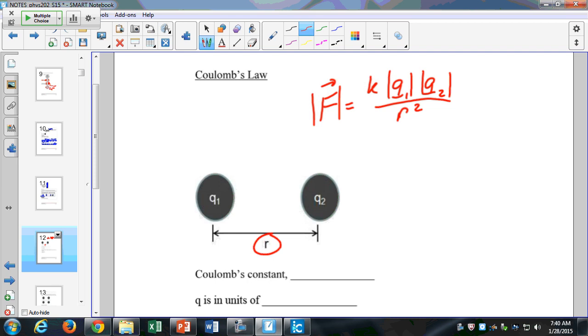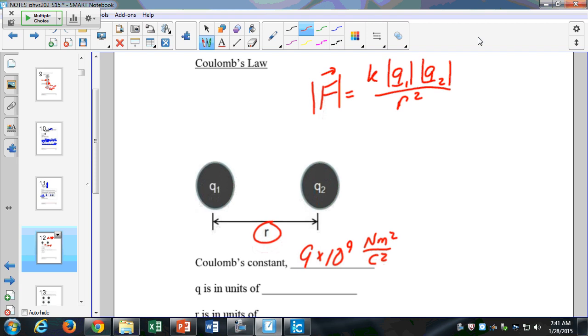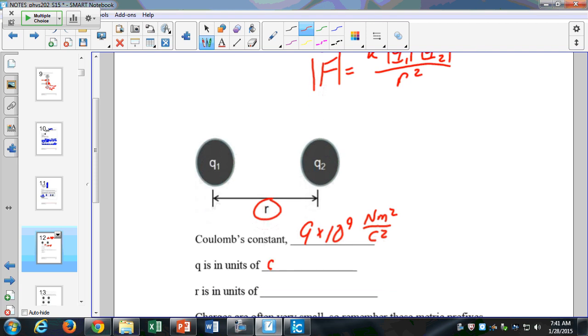Coulomb's constant, you don't have to know this. This is on your equation sheet, but it's a useful number to know. It's 9 times 10 to the 9th. Well, it's probably only useful if you're using Coulomb's law. Otherwise, it's not that useful. Anyway, Coulomb's constant is in units of Newton meter squared per Coulomb squared. And Q is in units of coulombs, capital C, and then of course R is in units of meters.